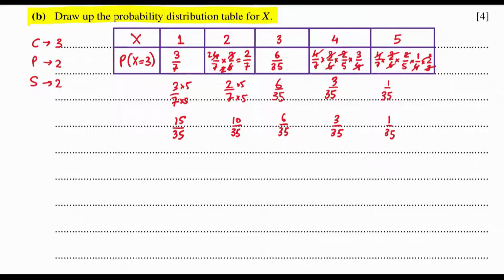Just to cross check, we can add them all and get 1. If it is 1, then we are correct. If it is not, then we can see there is some issue. For example, 15 plus 10 is 25, plus 6 is 31, plus 3 is 34, plus 1 is 35. By 35 it is correct. So now that's the answer.